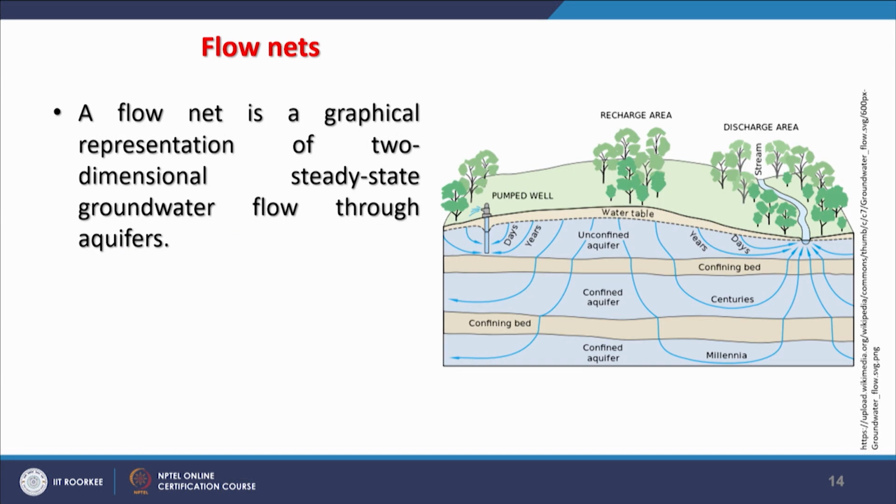So rarely would you find squares. If they are square, that means just after plotting the flow net, one can immediately conclude that there is neither any discharge nor any recharge.